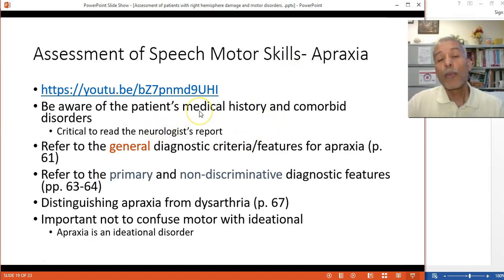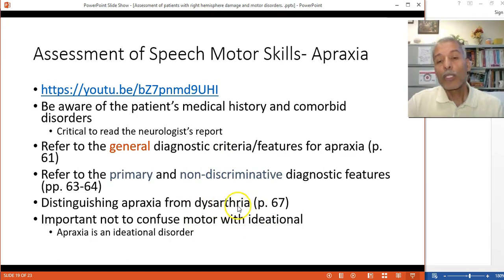So you need to be aware of the patient's medical history and what disorders the patient has in addition to communication problems, comorbid disorders. It is very important to read the reports, and especially the neurological report. That's going to give you a wealth of information, and day by day you're going to find reports in the medical chart of the patient. Refer to the general diagnostic criteria or features of apraxia on page 61 of your Hegde textbook.